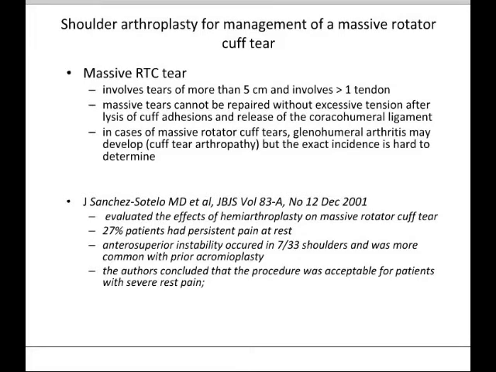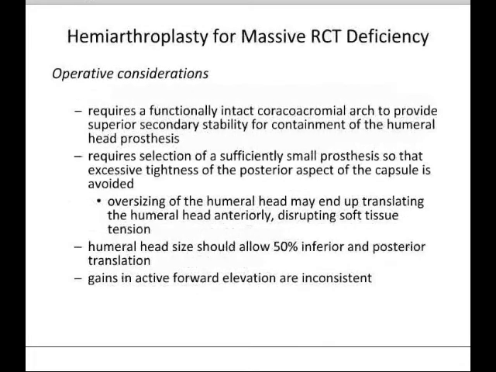So operative considerations: you need a functionally intact coracoacromial arch as a secondary stabilizer for containment of the humeral head, and you need a sufficiently small prosthesis so you don't overtighten the posterior capsule. That might involve oversizing the humeral head and disrupting the soft tissue tension anteriorly, leading to instability. And you should be able to get 50% inferior and posterior translation of the humeral head.